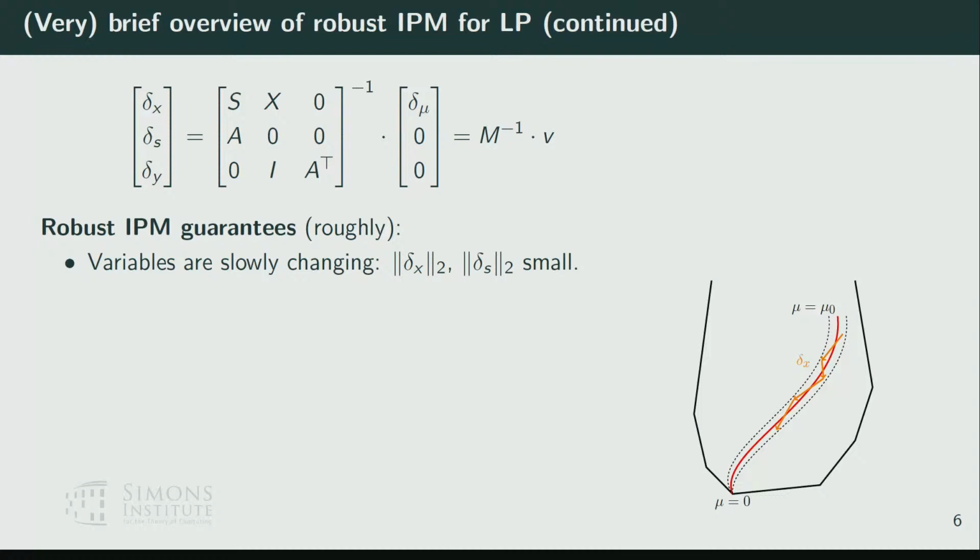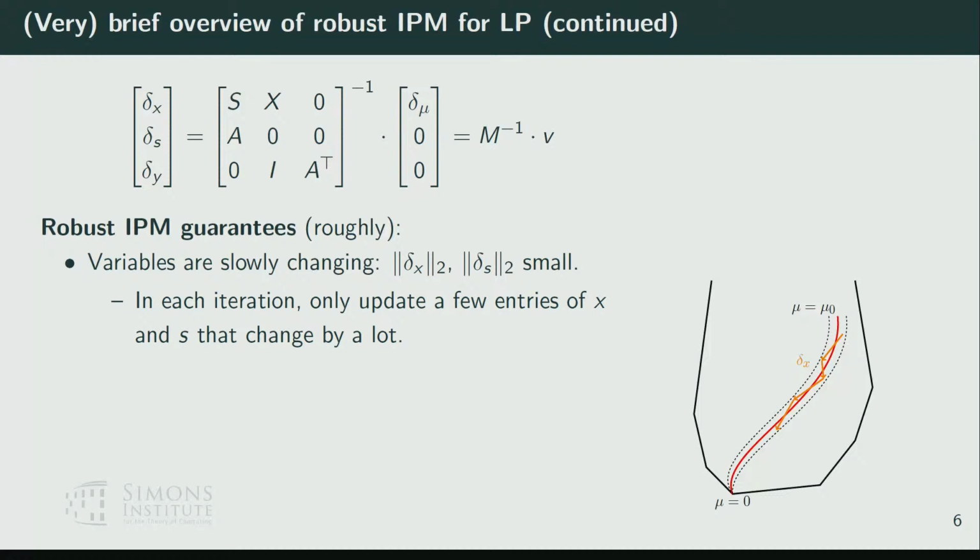And because in each iteration we actually don't need to take the exact step, what we can do is that in each iteration we only need to update a few entries of our primal and dual variables that have changed by a lot. And for all the other coordinates, we can just let them stay the same. So we can take a very sparse update in each iteration. And this means if you see our matrix M, the only part that's changing in M is this S and X here. This means in every iteration, we are updating only a few coordinates of the matrix M.